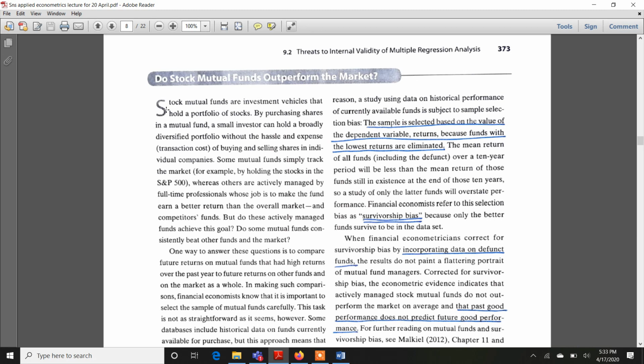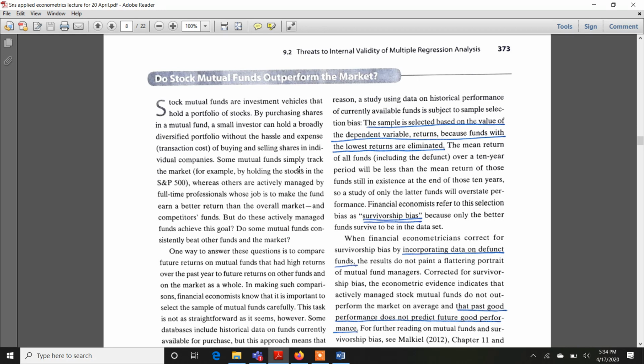Right? So to understand, let's see what stock mutual funds are. These are investment vehicles that hold a portfolio of stocks. By purchasing shares in a mutual fund, a small investor can hold a broadly diversified portfolio without the hassle and expense of buying and selling shares in individual companies, right? So you purchase mutual funds so that you avoid the hassle of purchasing individual shares. You automatically become a member of a diversified portfolio if you invest in stock mutual fund options, right?